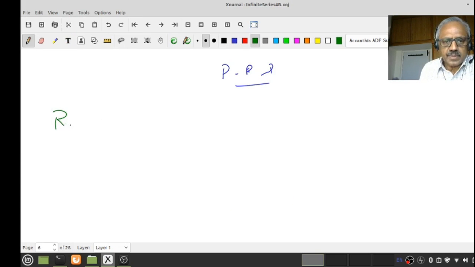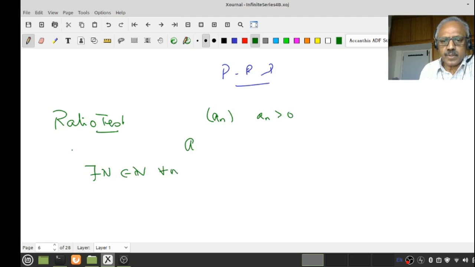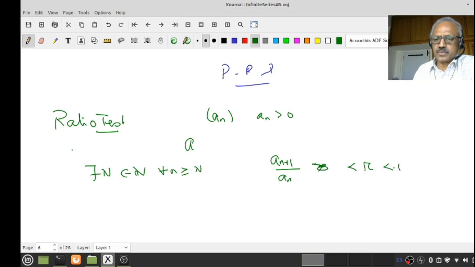Now let's look at the ratio test. Again it is the same thing. The a_n's are positive, so let me assume there exists N, a natural number, so that for all n greater than or equal to N, the ratio a_(n+1) by a_n is less than r, where r is less than 1. Then the summation of a_n is convergent.